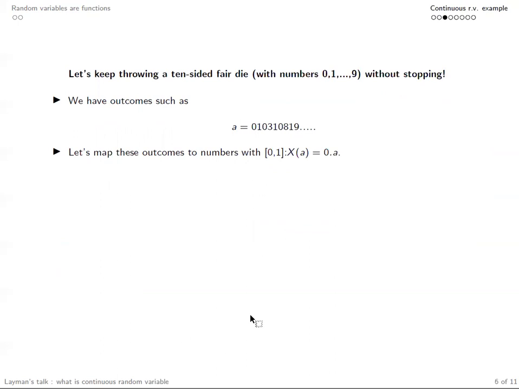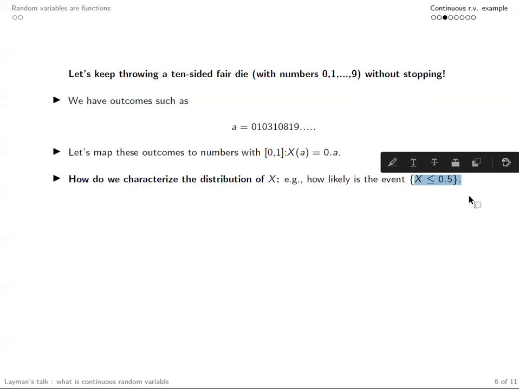Well, let's consider the second question. Now, how do we characterize the distribution of this random variable X? For example, how likely is the event that this random variable X takes a value smaller or equal to 0.5? You can pause the video at this moment and try to figure this out yourself.